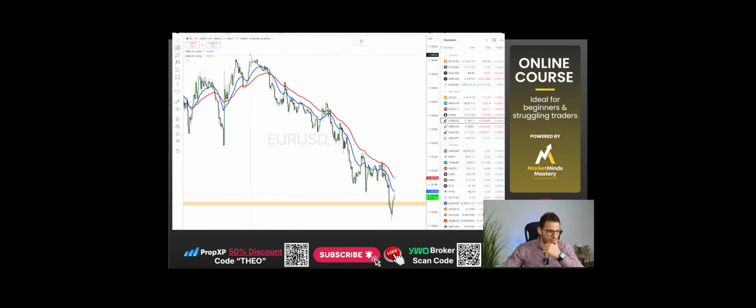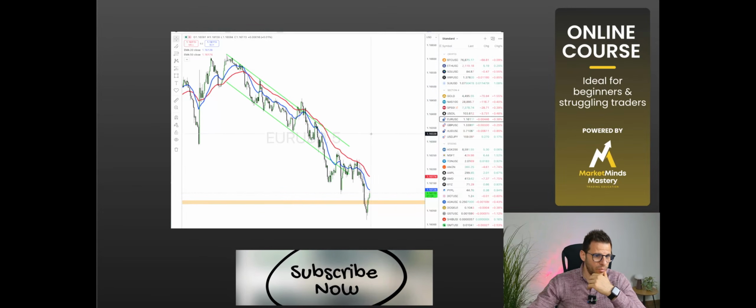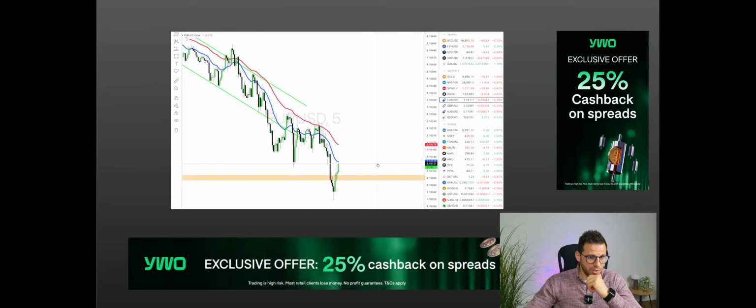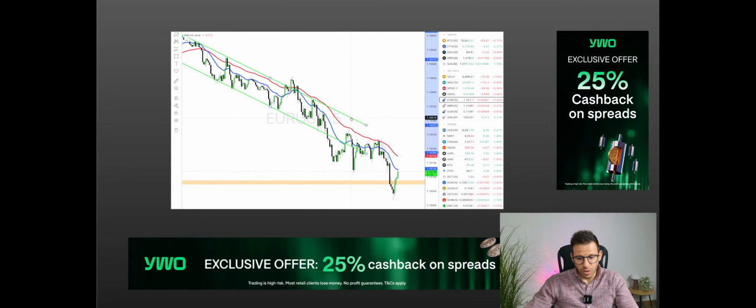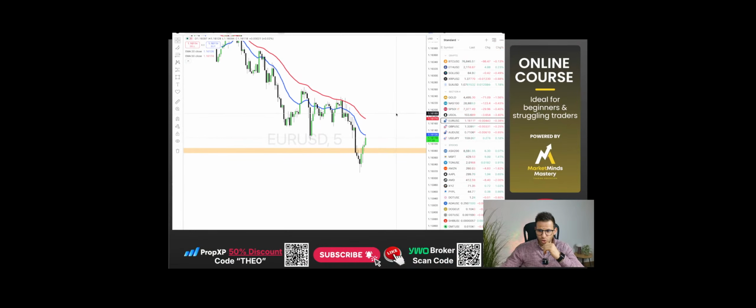Parallel channels. How can we fit a channel here? And it fits enormously well. And this one here with a channel, no, it doesn't go. What about this one here from this swing high to that low? No, it's invalid. So Euro US dollar also can be a good one for me to trade today.